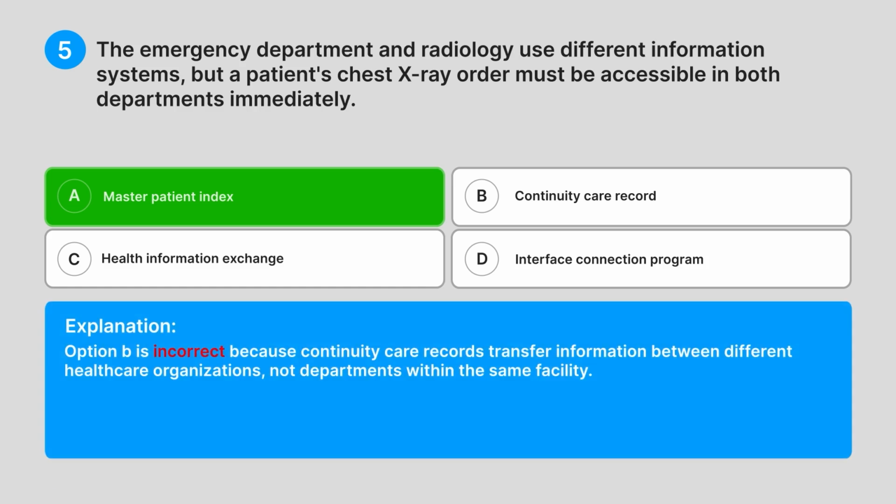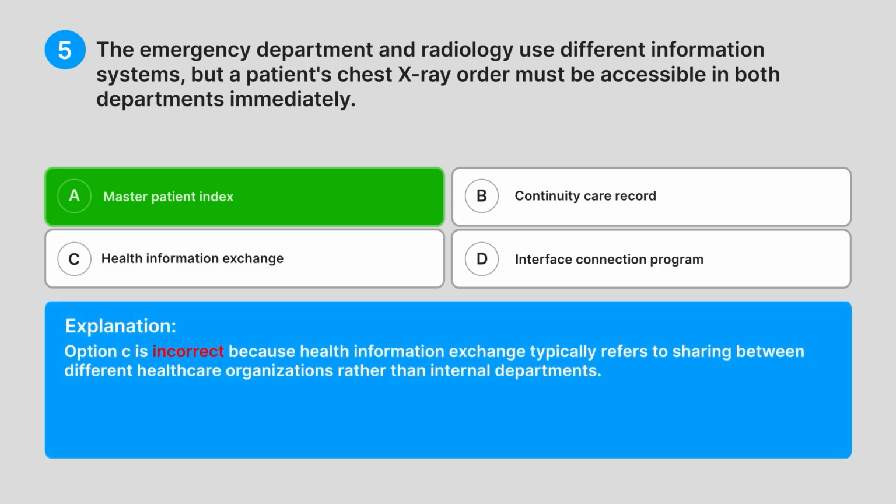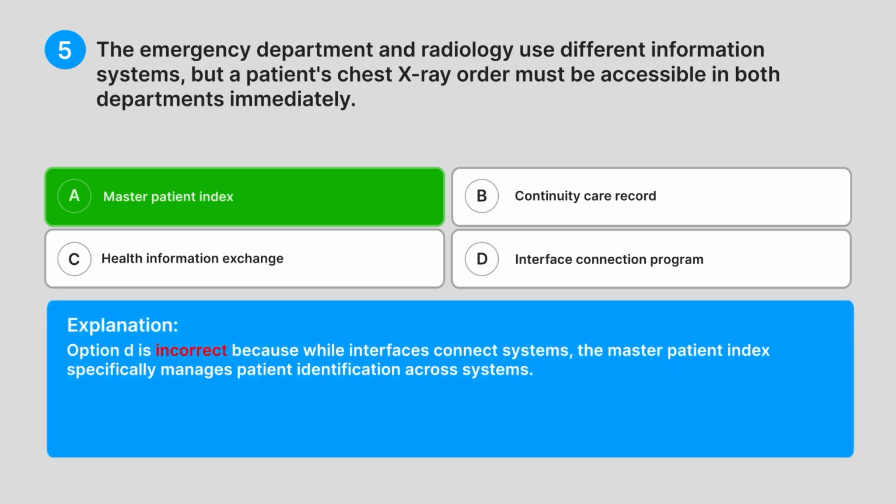Option B is incorrect because continuity care records transfer information between different healthcare organisations, not departments within the same facility. Option C is incorrect because health information exchange typically refers to sharing between different healthcare organisations rather than internal departments. Option D is incorrect because while interfaces connect systems, the Master Patient Index specifically manages patient identification across systems.